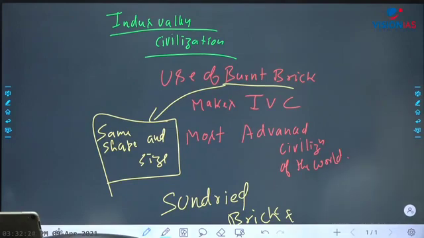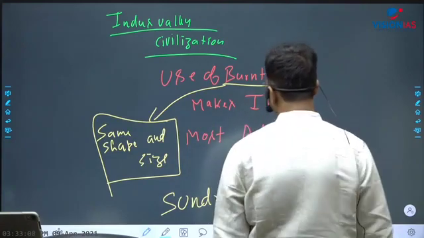you mention another factor which makes the Indus Valley very advanced, which is their impeccable town planning. Full stop. So this is what makes the Indus Valley civilization the most advanced civilization in the world.